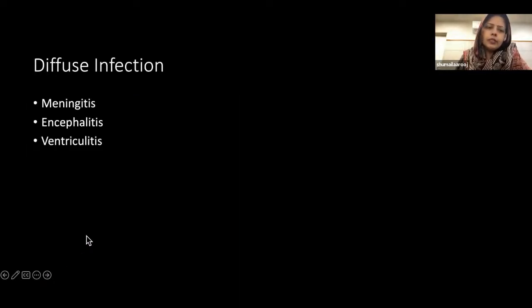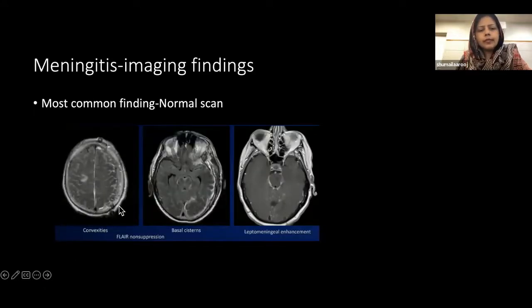Mainly the diffuse infections include meningitis, then there can be encephalitis or ventriculitis, and there can be complications of certain infections. For example, if you look at this case, the most common finding in cases of meningitis is a normal scan. Meningitis is basically a diagnosis which is based on clinical findings, by picking up the signs of meningeal irritation and then confirming them with the help of lumbar puncture. So most of the times the MRIs can be normal in meningitis.